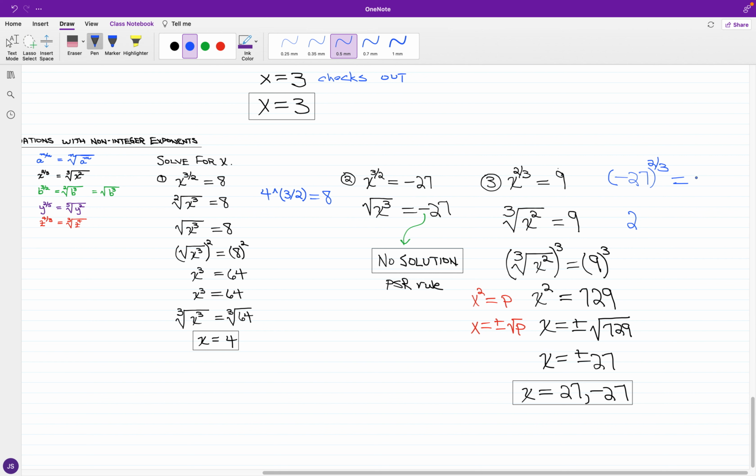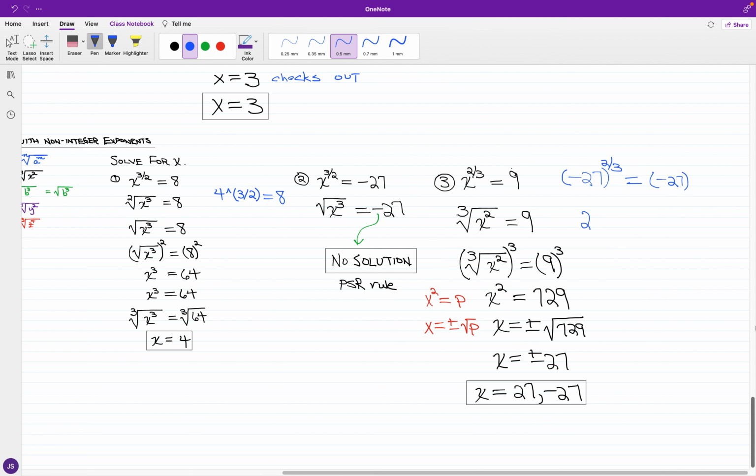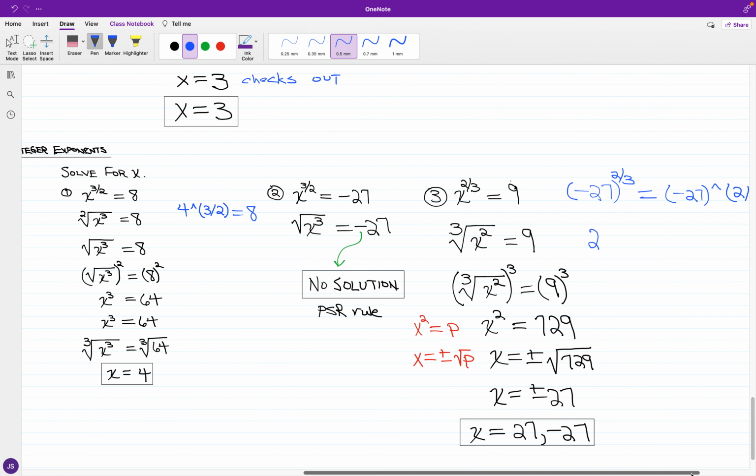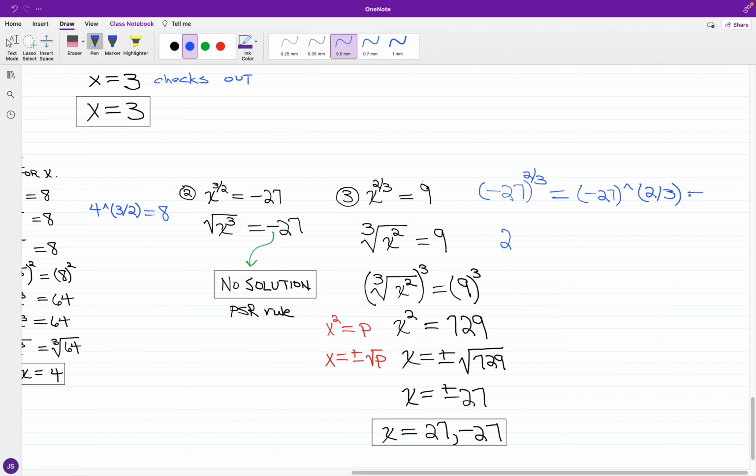Yeah, just some of the syntax here. Okay, so you got negative 27. And anytime, again, that you use fractional exponents, you might want to include parentheses. So you have negative 27 to the 2/3. Okay, that is going to be equal to 9.